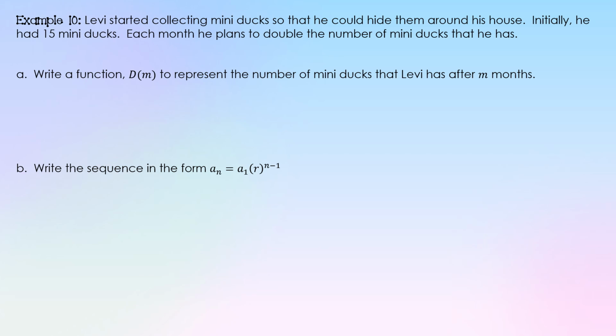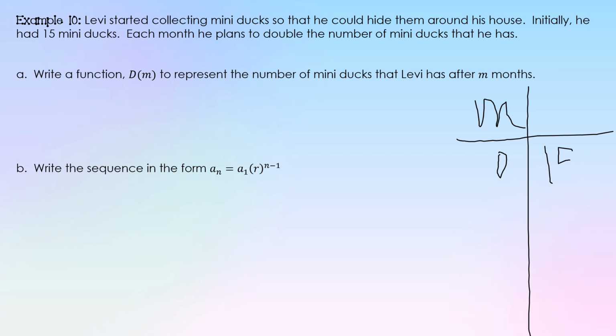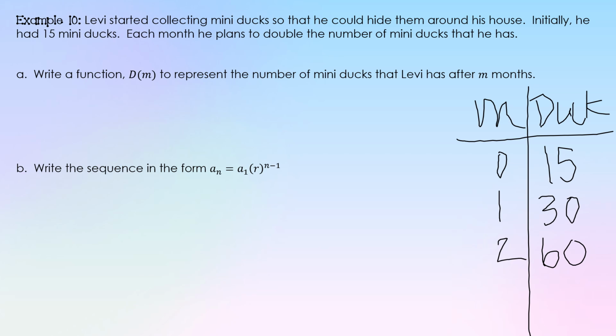All right. Levi started collecting mini ducks so that he could hide them around his house. Initially, he had 15 ducks. Each month, he plans to double the number of ducks that he has. So that word initially is very, very important. That means when he started, 0 months, he had 15 ducks. And after 1 month, he's going to double that. So that's 30. After 2 months, he's going to double that, which is 60, and so on for every month.